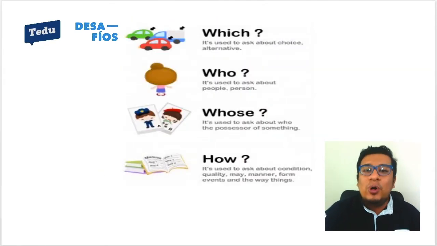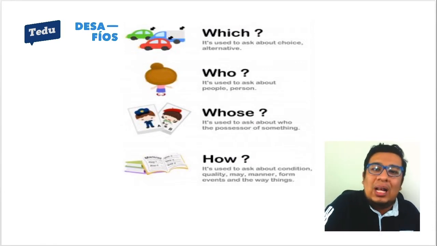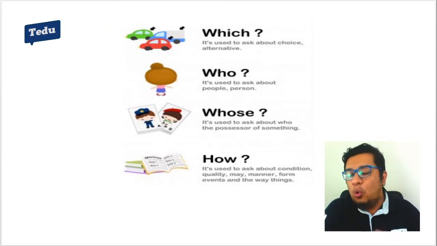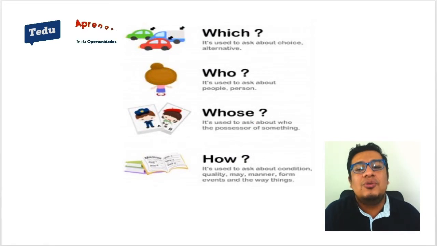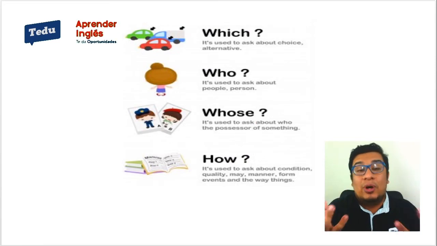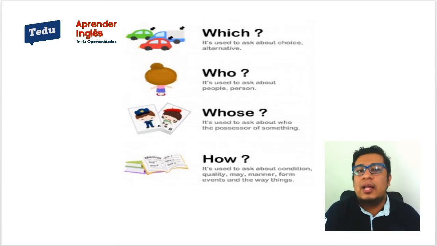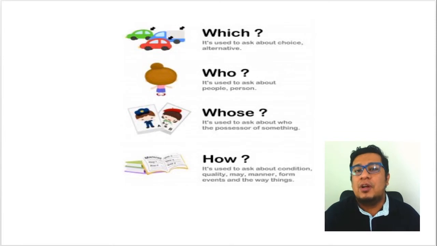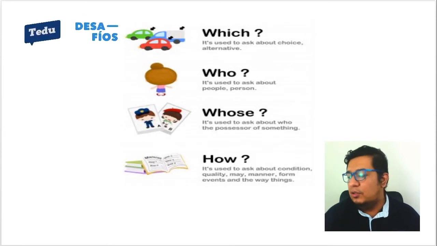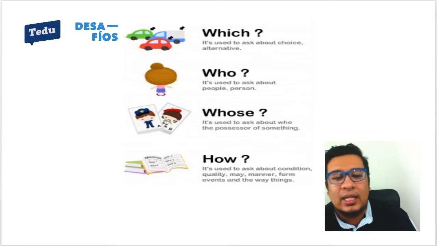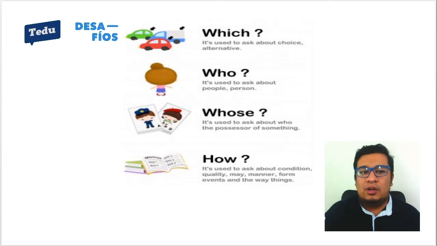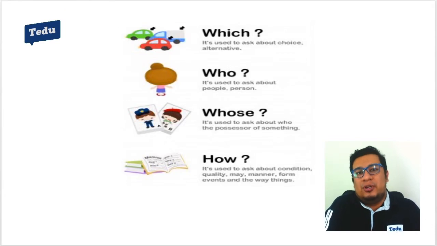Ahora, vamos con otra. Which. Ahora, which es muy parecido a cuál, pero aquí significa específicamente cuáles. ¿Ok? It's used to ask about choice or alternative. Lo usamos para preguntar, escoger algo o dar una alternativa. Por ejemplo, una cosa es preguntar, what is your favorite color? Like, ¿cuál es tu color favorito? Y otra cosa es preguntar, which is your favorite color? Blue o yellow? ¿Sí ve que te estoy dando una alternativa o algo para escoger?